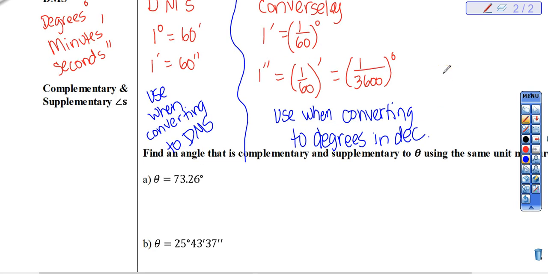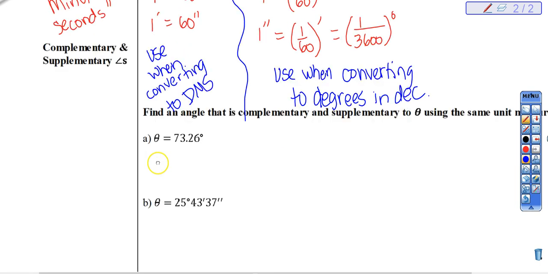I took up a whole bunch of room to do my notes, so I'm going to put the complementary and supplementary notes over here in the margins. Let's talk quickly about complementary and supplementary angles. We had a little hiccup today when we were taking the quiz, how to remember the difference between them. So here's what you need to remember. Complementary angles add up to 90 degrees. Supplementary angles add up to 180.